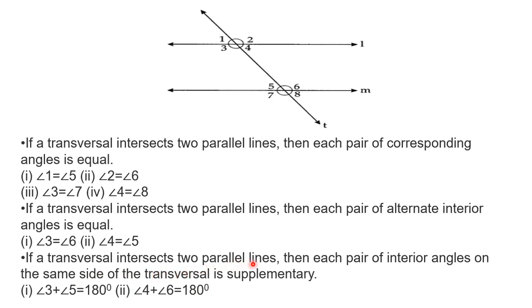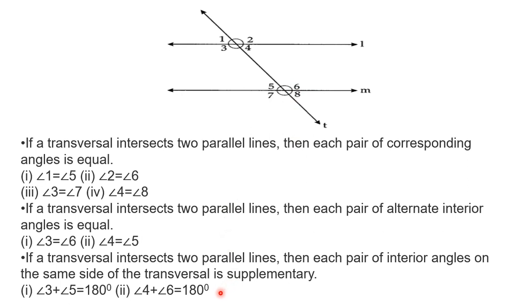if we have two parallel lines and a transversal intersects them, then, remember, each pair of interior angles on the same side of a transversal is supplementary. So, we can say angle number 4 and angle number 6 add up and give 180 degrees. Angle number 3 and angle number 5 add up and give 180 degrees.